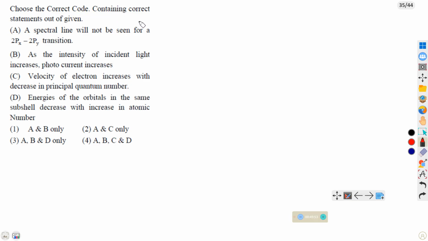Choose the correct code containing the correct statements out of those given. A spectral line will not be seen for a transition 2px to 2py. Yes, this is correct. A spectral line will not be observed because the energies of 2px and 2py remain the same. That means these are degenerate orbitals. So spectral lines will not be seen.